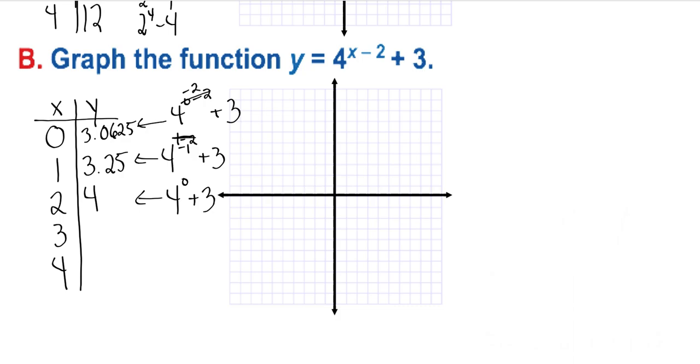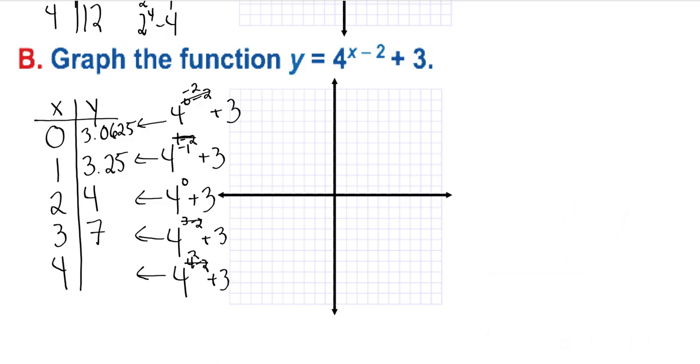All right, so then this one, 4 to the 3 minus 2 plus 3. So this is just 4 to the first, which is 4, plus 3 is 7. And then our last one here, 4 to the 4 minus 2 plus 3. So that's a 2 up there.